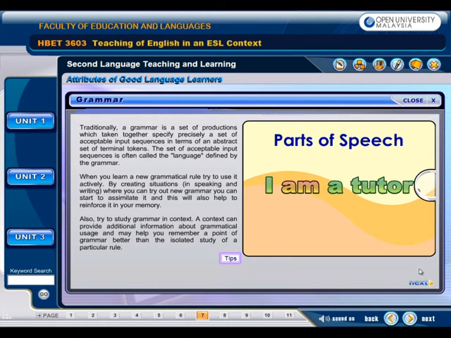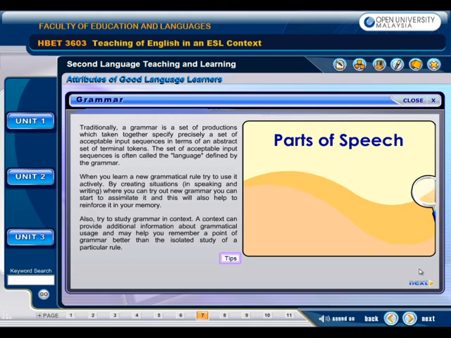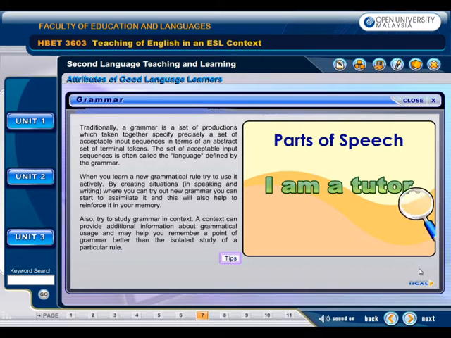Traditionally, a grammar is a set of productions which, taken together, specify precisely a set of acceptable input sequences in terms of an abstract set of terminal tokens. The set of acceptable input sequences is often called the language, defined by the grammar.